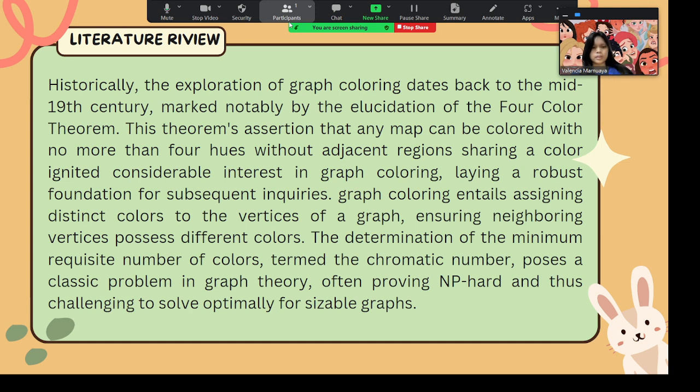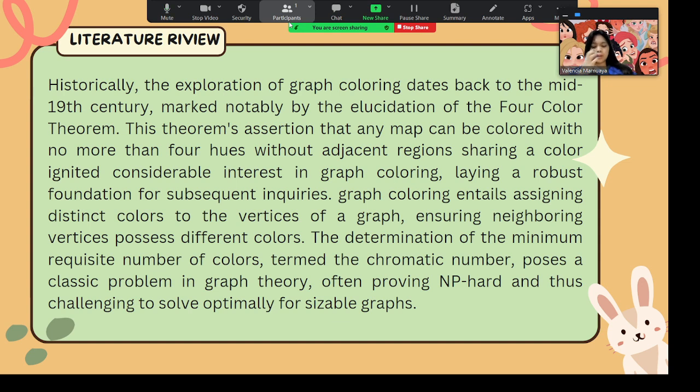Graph coloring entails assigning distinct colors to the vertices of a graph, ensuring neighboring vertices possess different colors. The determination of the minimum requisite number of colors, termed the chromatic number, poses a classic problem in graph theory, often proving to be hard and thus challenging to solve optimally for sizable graphs.